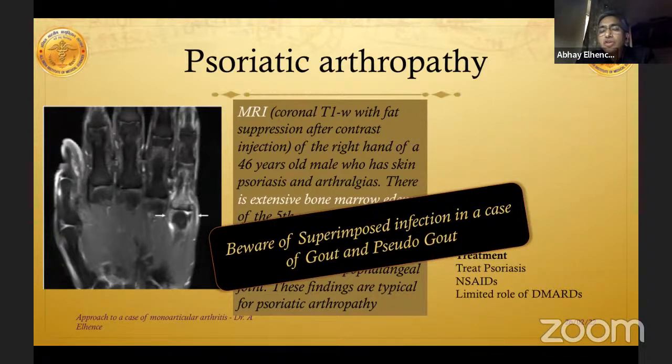apparently not so severe gouty and a pseudo-gouty arthropathy can present as a very acute and toxic situation.